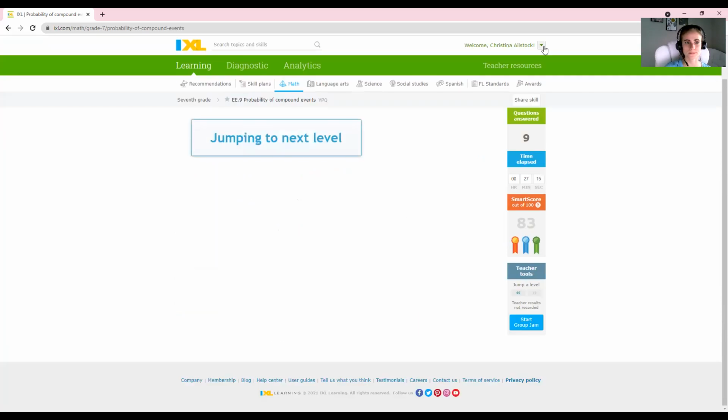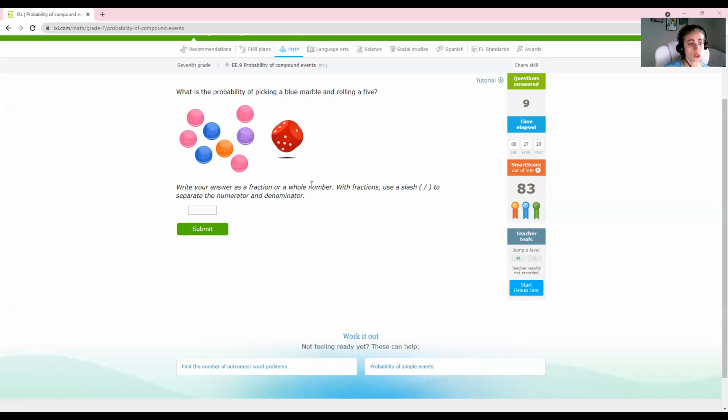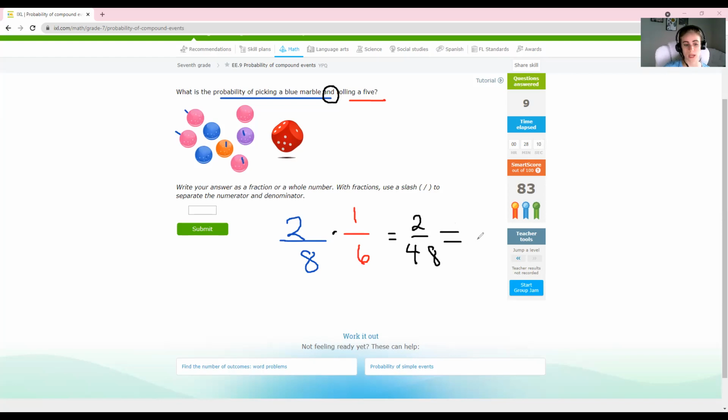Let's kick it up another notch. What is the probability of picking a blue marble and rolling a 5? Picking a blue marble, I see that I have 2 blue marbles, and there are a total of 2, 3, 4, 5, 6, 7, 8 marbles. Rolling a 5, I have a 1 out of 6 chance of doing that. I want my combination of both together. 2 times 1 is 2. 8 times 6 is 48. Can we reduce this? Yeah, they're both even numbers. I can divide by 2. So 1/24. That is the chance of getting a blue marble and rolling a 5.